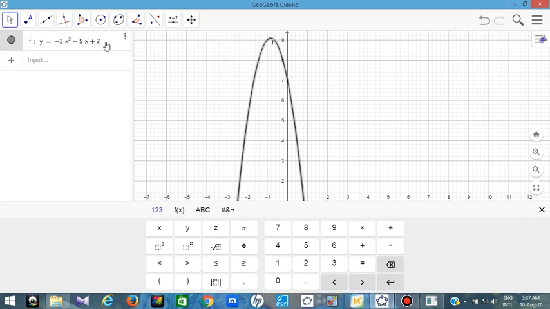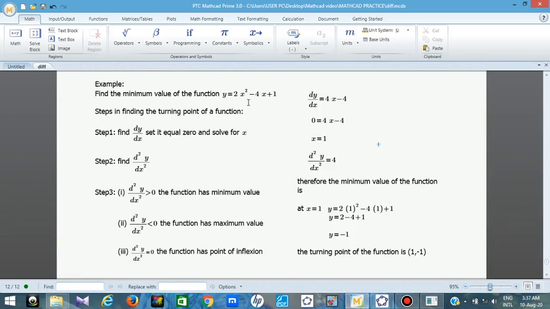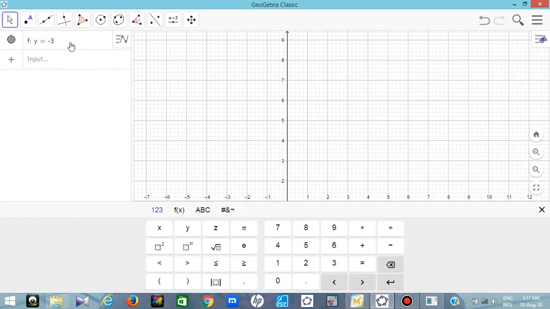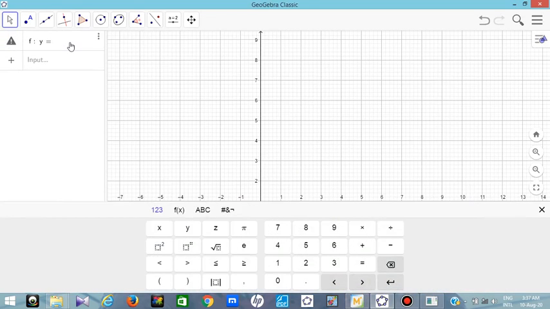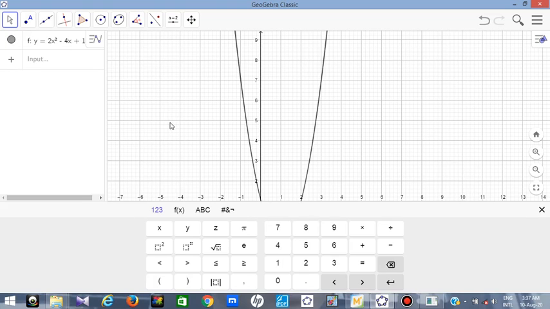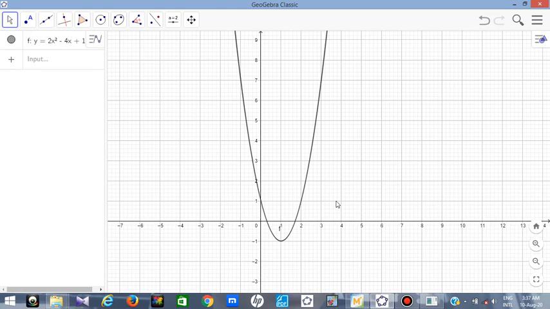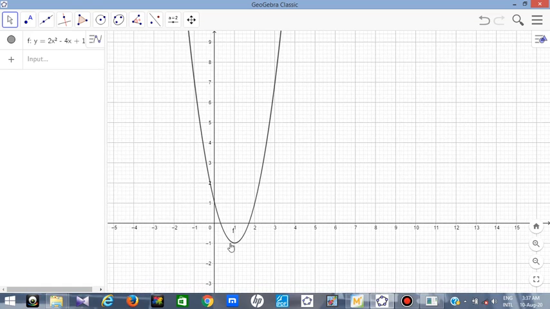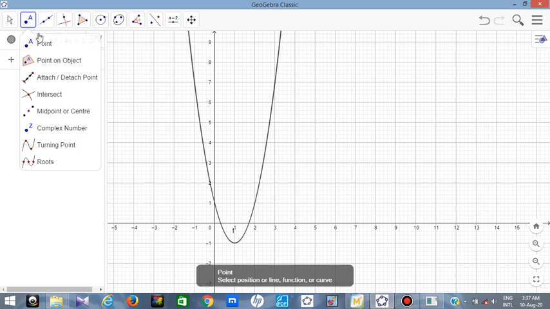So if I remove this, the function we just plotted, let me input it, which is 2x squared minus 4x plus 1. So this is the function we just plotted. You can see it. By plotting it, you can see we have a minimum value. Then let me create a point so that you get what we are talking about.